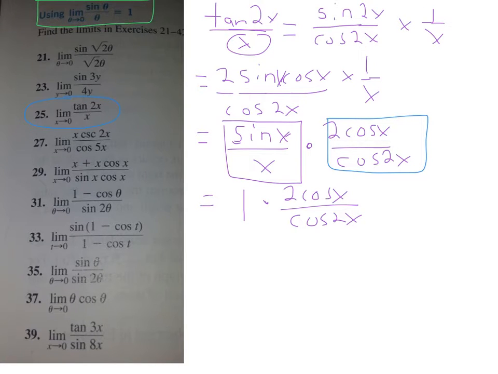What happens if we put 0 in for x now? Well, cos of 0 is 1, right? It's only sine of 0 that gives us problems. So at the top, it's 2 times 1, which is 2. And at the bottom, it's cos of 2 times 0, which is still cos of 0, which is 1. So that whole thing comes out to 2. So we have 1 times 2 equals 2 as the limiting value for that function.